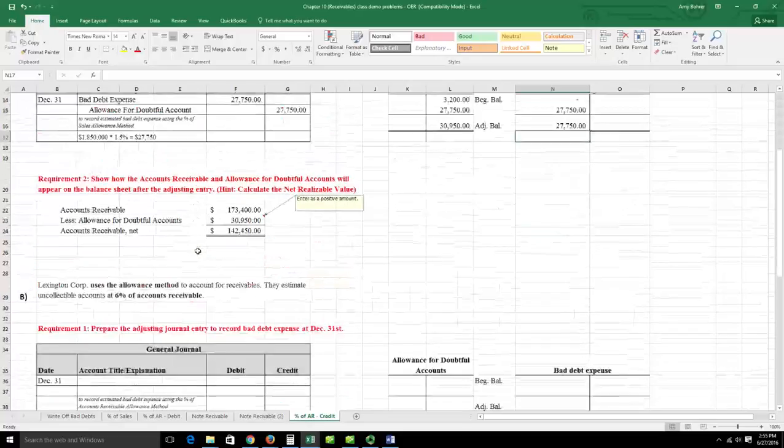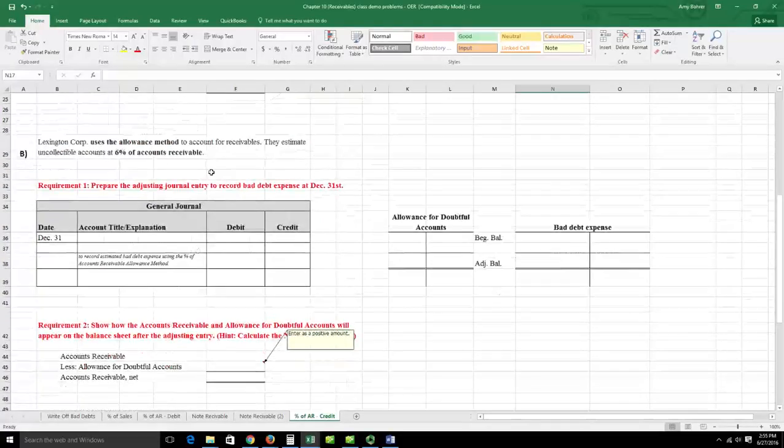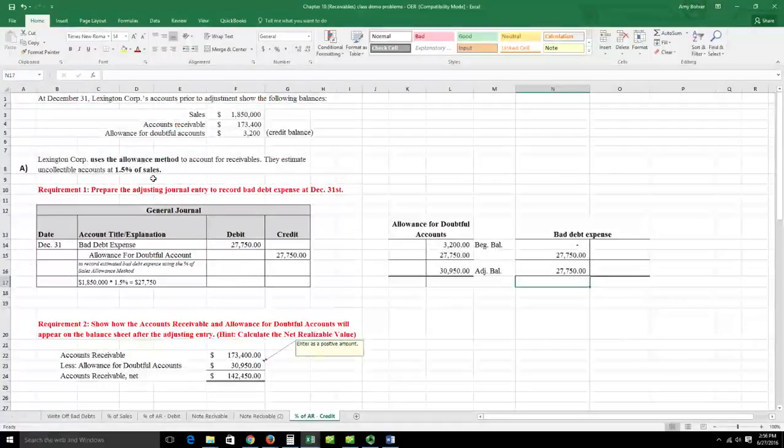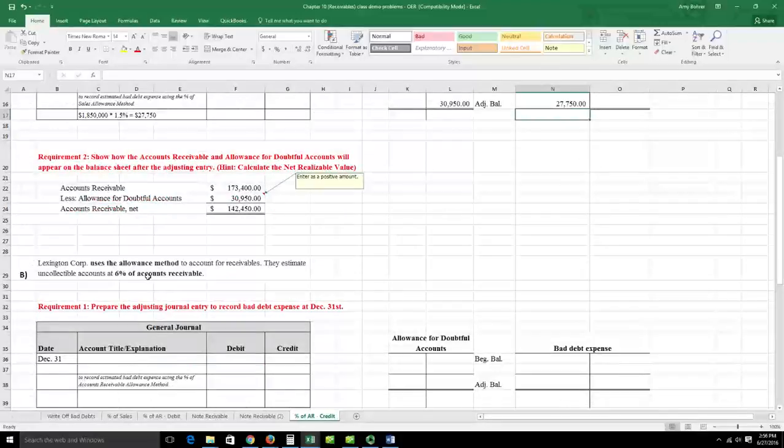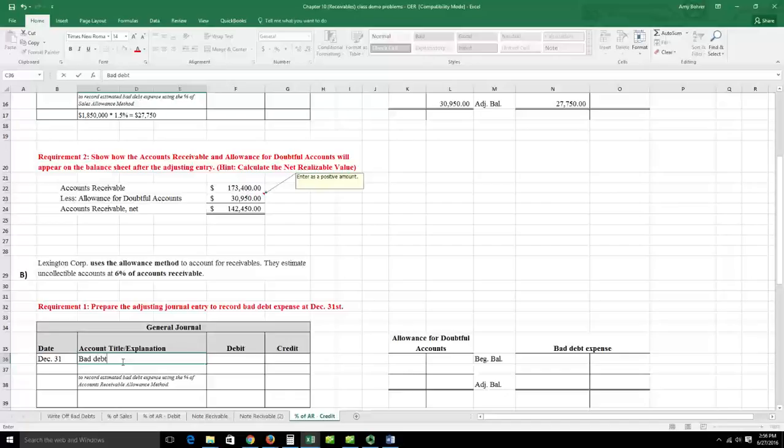Now, if you scroll down, it says the same exact scenario, but now Lexington Corp uses the allowance method to account for accounts receivable, and they're estimating uncollectible accounts to be 6% of accounts receivable. Instead of the top one, which said they estimated at 1.5% of sales. So now we're using the percent of receivables method, but we're still using the allowance method. So again, I can come right down and automatically know that my journal entry, I'm going to be debiting bad debt expense, and I'm going to be crediting my allowance for doubtful accounts.